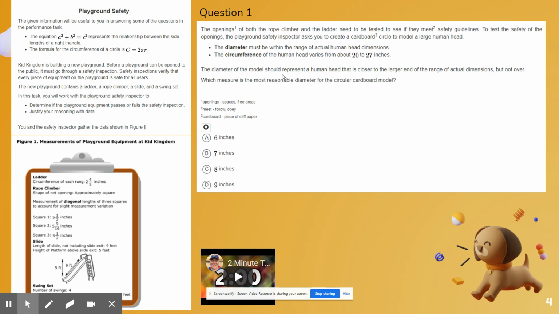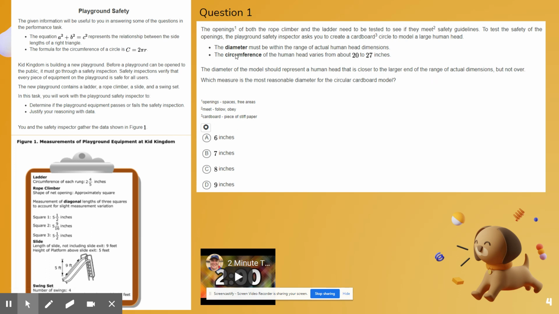The diameter of the model should represent a human head that is closer to the larger end of the range of actual dimensions, but not over. Which measure is the most reasonable diameter for the circular cardboard model? So here's what it says. The circumference of a human head varies from about 20 to 27 inches. Well, it said that it should be closer to the larger end of the range. So we want to go to the bigger side.